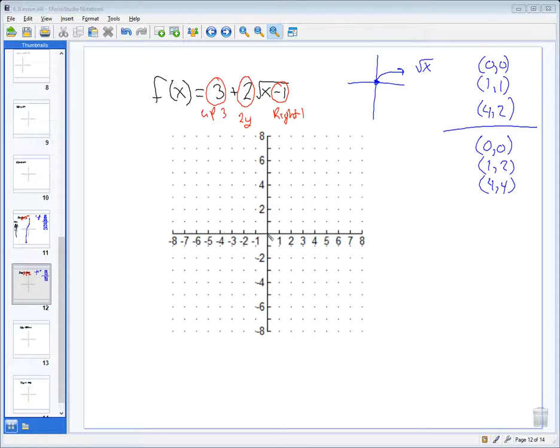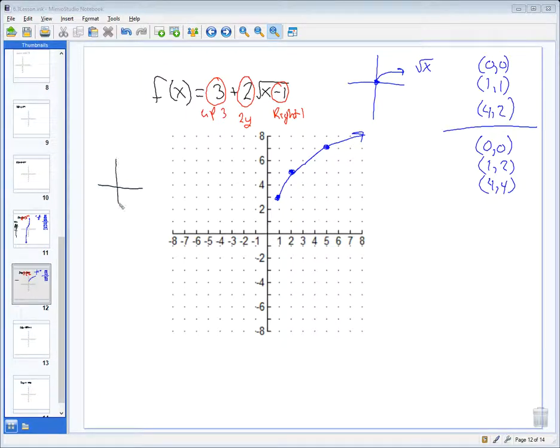Now I take these key points and we're going to have to move them to the right 1 and up 3. So I start at (0, 0), I go right 1, up 3. There's my first dot. Then I go to (1, 2), and I go right 1, up 3. And then I start at (4, 4), and I go right 1, up 3. And here's a graph of my function.